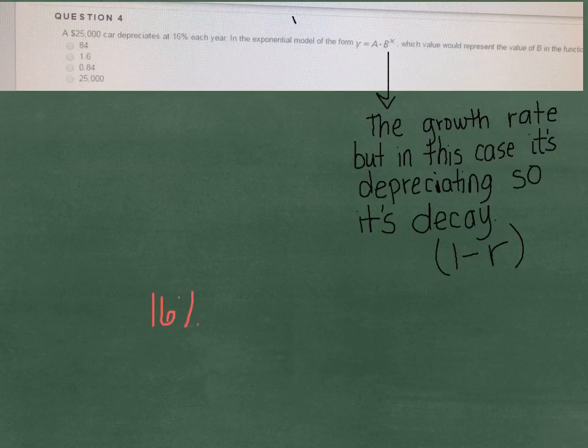So again, how do you make 16% into a decimal? You put the decimal at the end, and then you move it twice. So 1, 2. So it's really 0.16. And then you plug it into this model here, and it's going to be 1 minus 0.16 because it's decreasing by 16% per year. And that equals 0.84, which would be the third answer here.